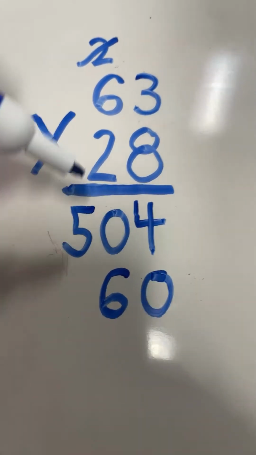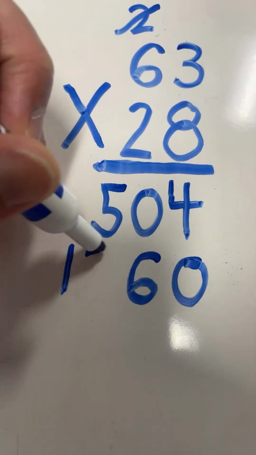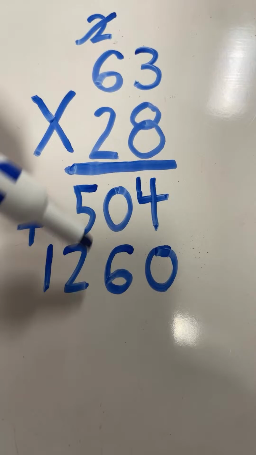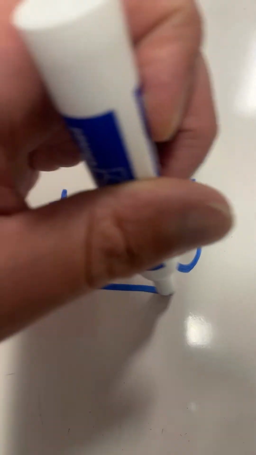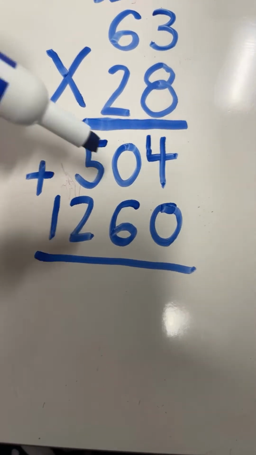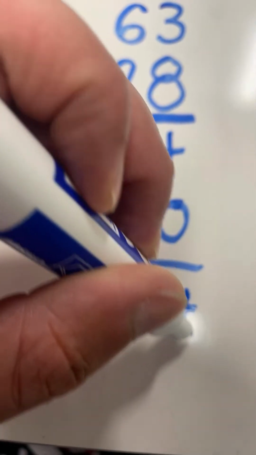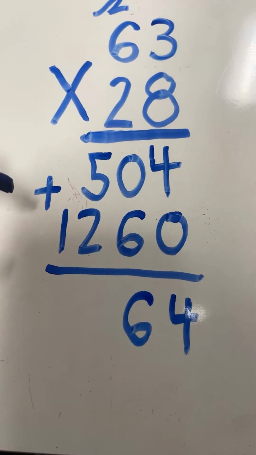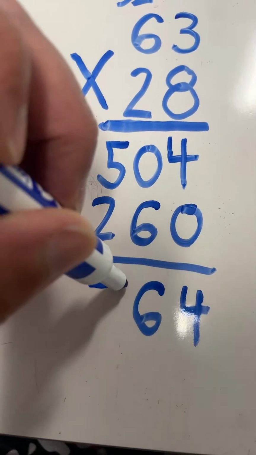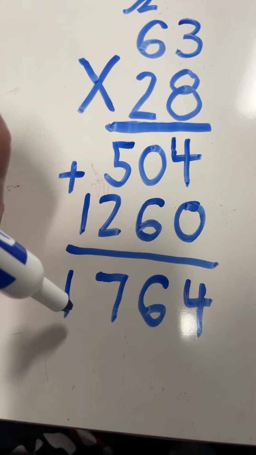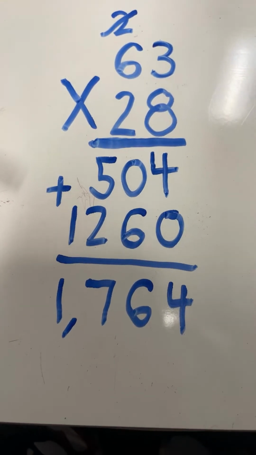All right, 6 times 2 equals 12. Now to get our final answer, we have to add these two numbers together. 4 plus 0 equals 4. 0 plus 6 equals 6. 5 plus 2 equals 7. 0 plus 1 equals 1. And we have our final answer.